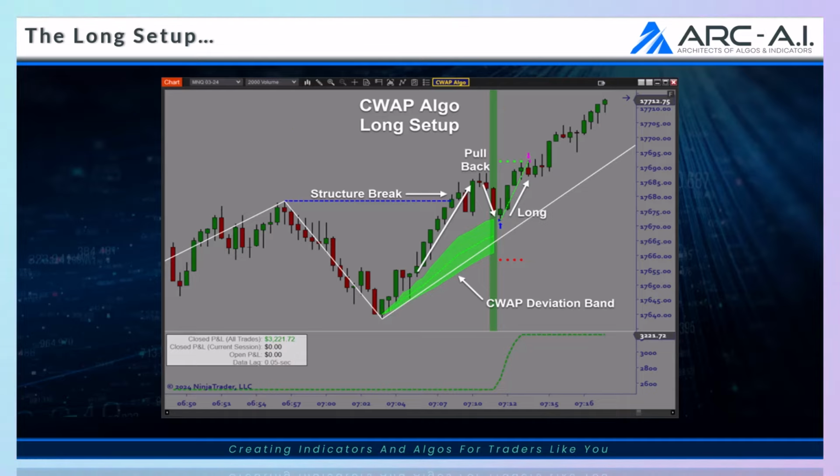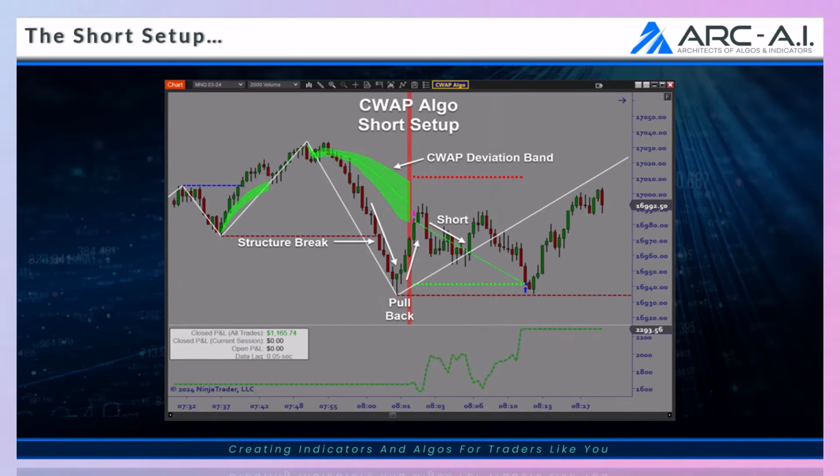Let's take a look at a short. Okay, it's the exact same setup, just reversed. Basically, here we get a structure break coming in. As soon as we get a structure break, the software finds the anchor that led to the break of structure.